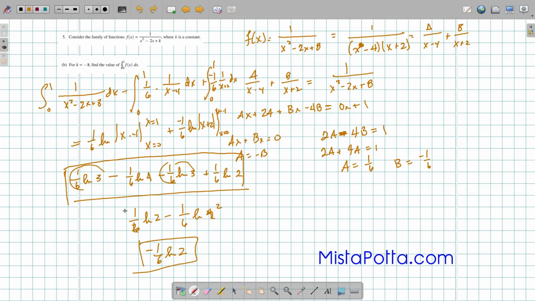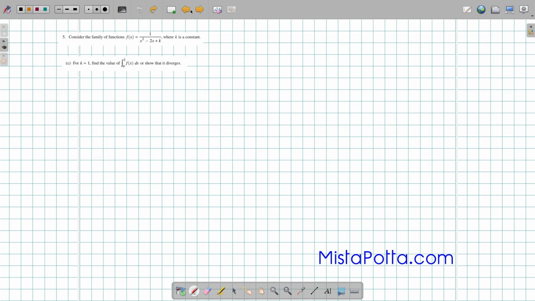So that's part B. Moving on to part C, it says for k equals 1, find the value of the integral from 0 to 2 of f of x, or show that it diverges. This is important because for us, f of x is 1 over x squared minus 2x plus 1, or 1 over x minus 1 squared. And the value x equals 1 is not in the domain of my function. The question is, does the integral exist or does it diverge?